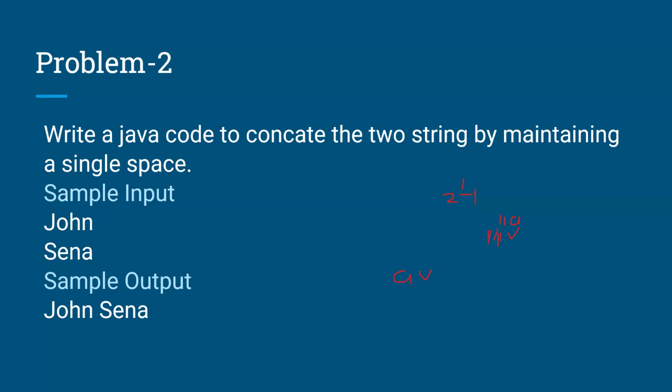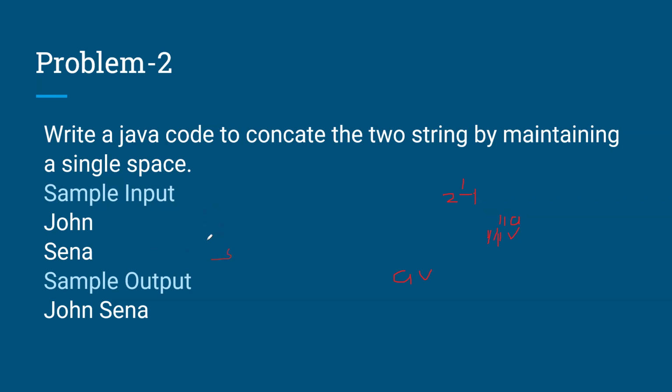Write a Java code to concat the two strings by maintaining a single space. Okay, so for example, he has given the sample input John Cena. John is the first string he has taken, guys. Let me draw this down. So this is the first string here. This is your second string.